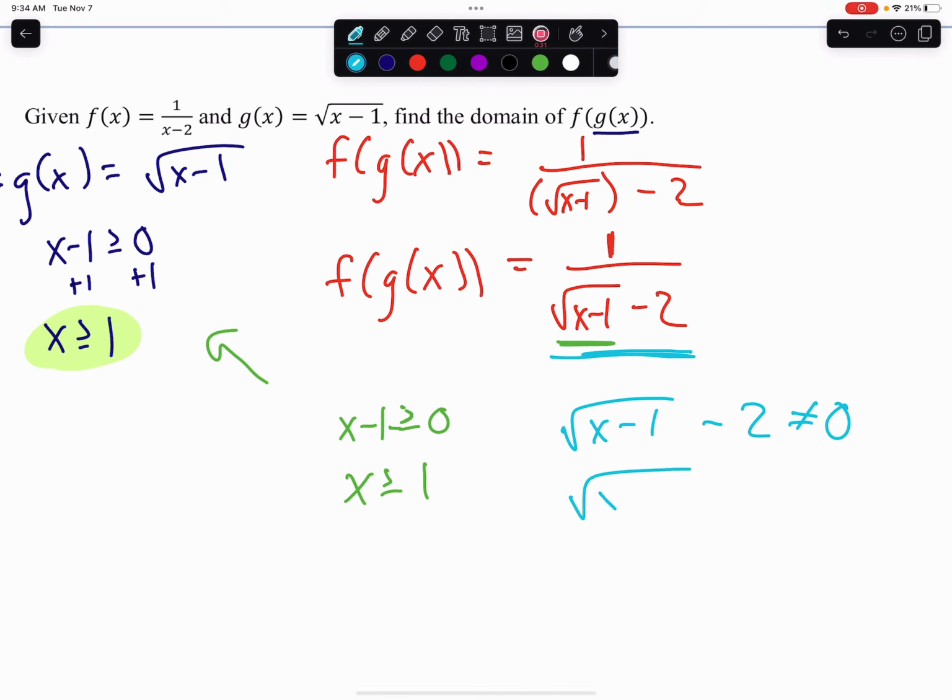So we're going to solve it to see when it would equal 0. So it would be radical x minus 1, add the 2 on both sides. Now we want to get rid of the square root, so we square both sides. You get x minus 1 is not equal to 4. And then add 1 to both sides. You get x cannot equal 5.